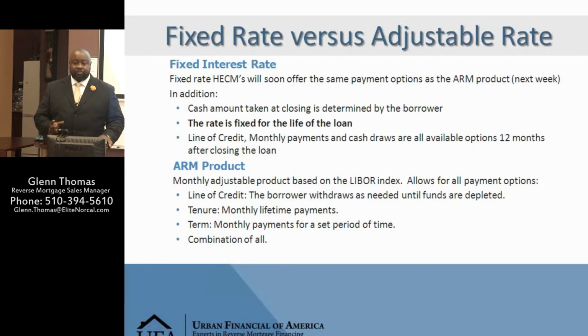So there's a lot of different options. And they can do a combination of everything. They can do a line of credit with a 10-year payment or a term payment. So the product has a lot of options. So you definitely want to make sure that you explain all these to the borrower.